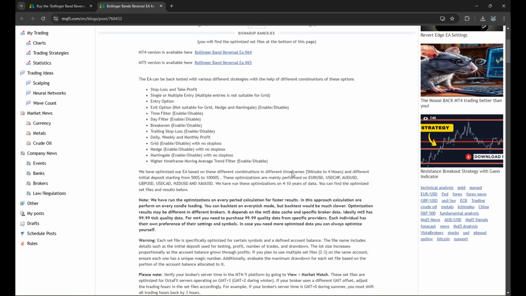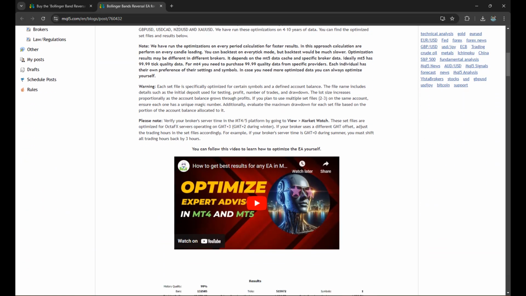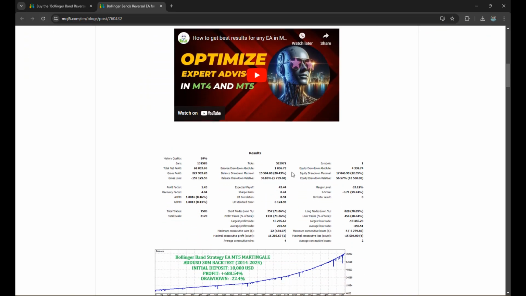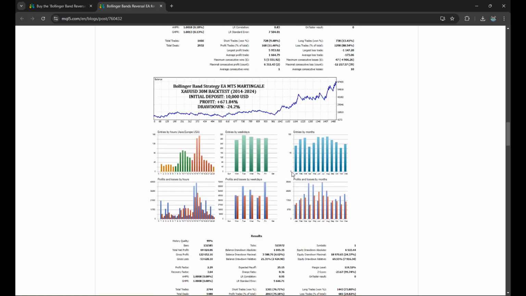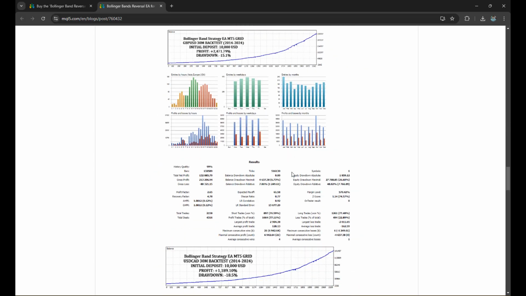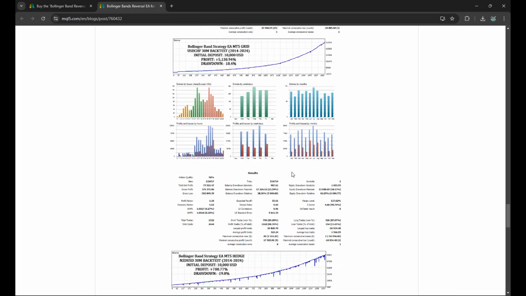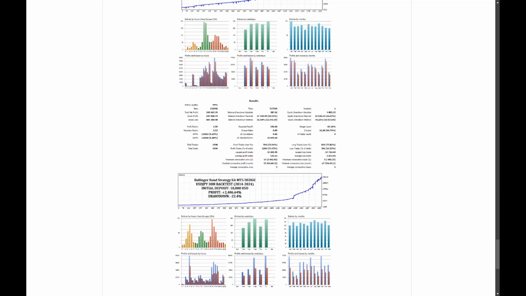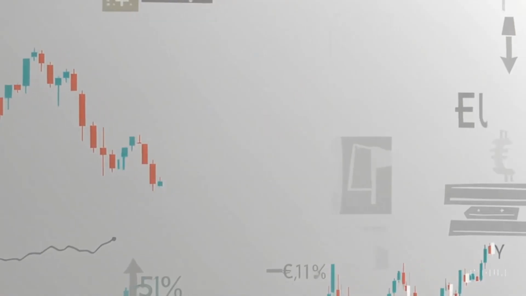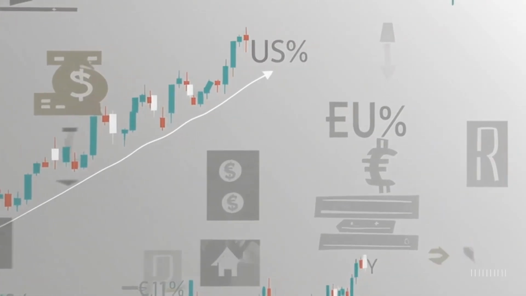And now, let's talk about performance. We ran rigorous backtests on the optimized settings, and the results are impressive. It shows consistent profit growth across various market conditions, low drawdowns to protect your capital, a high profit factor, ensuring trades are profitable relative to risk. Now let me run some backtest results for you.